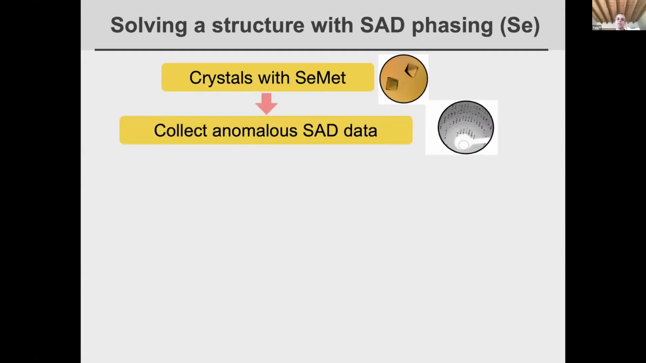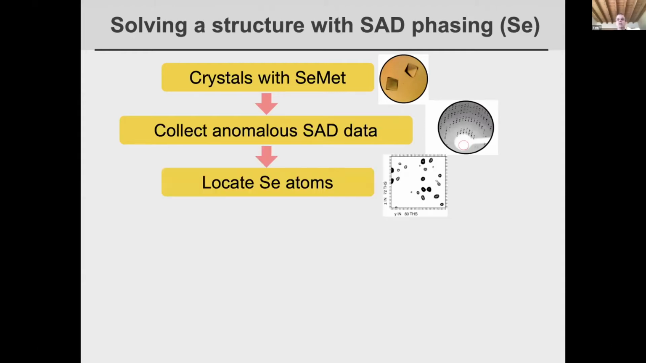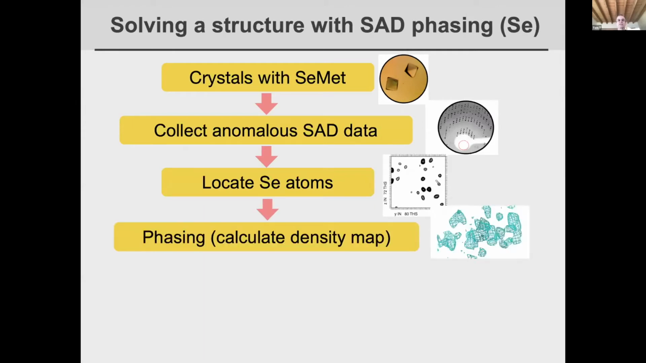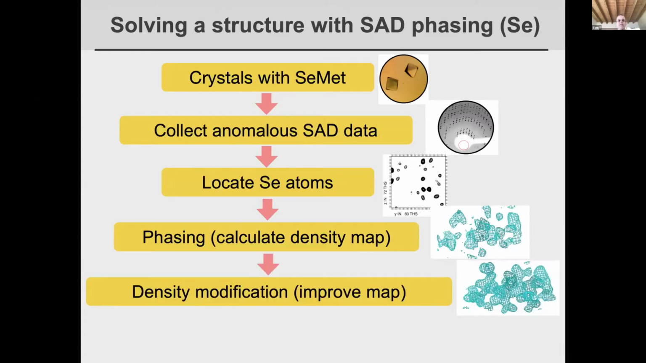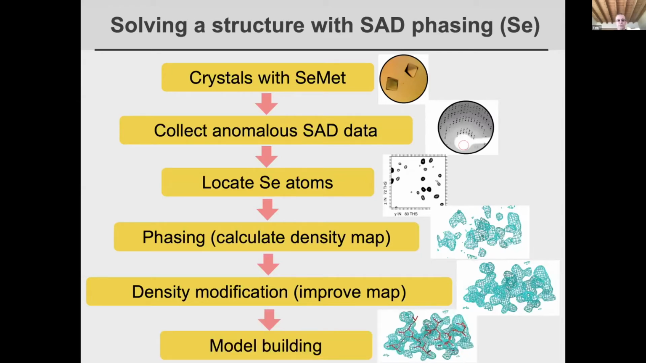And so then we're going to collect anomalous SAD data. So we're going to go typically to a synchrotron, and we're going to collect data typically at the absorption edge of whatever the element is that we're looking for, in this case, selenium, in which case we might go around 0.9792 angstroms to collect that data. And then we're going to process that data. We won't go through that today, but then we're going to locate where the selenium atoms are located. And we'll talk a little bit about that. And then we're going to calculate a density map. And then we're going to improve that map with density modification. And we will talk about that. And then we are going to build a model.